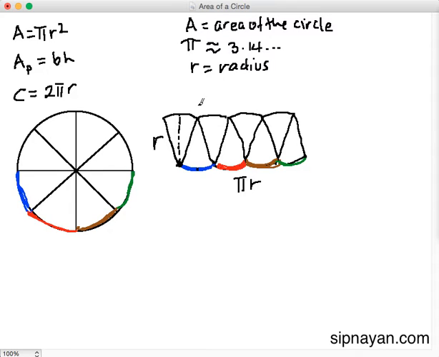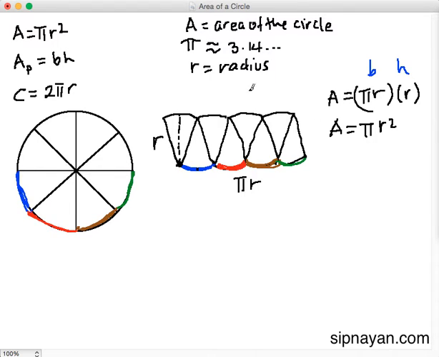And since the formula for finding the area of a parallelogram is base times height, then we have area is equal to pi r, which is our base, and r, which is our height. This is our base, this is our height. So therefore, area equals pi r squared. Doon galing itong formula na ito.